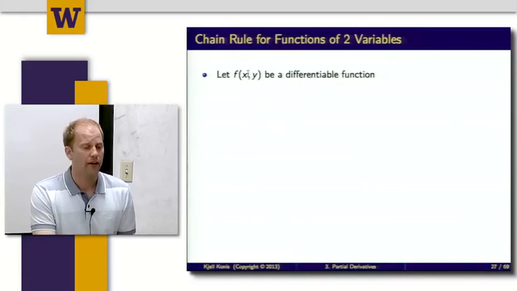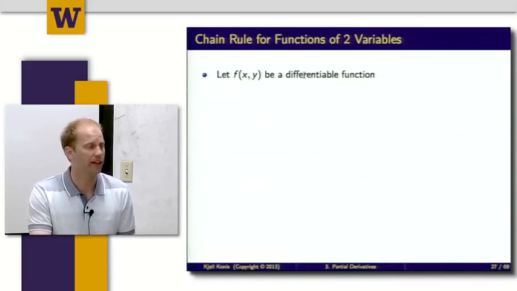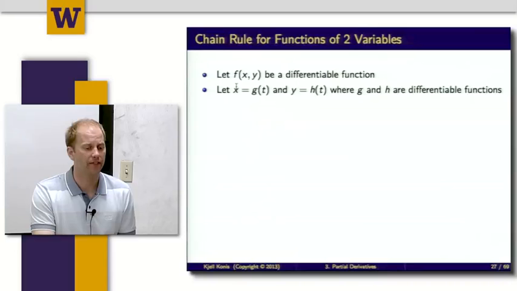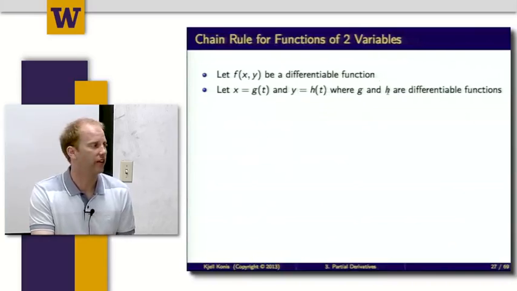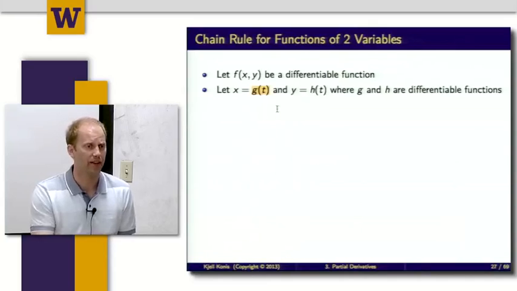So now let's see what happens when we have a function of two variables. So f of x, y is differentiable again. This time, I'm going to define x to be a function g of t and y to be a function h of t, where g and h are also both differentiable functions. But in this specific case, f is a function of two variables, but g and h are both functions of t. So f of x, y is actually only a function of one variable.